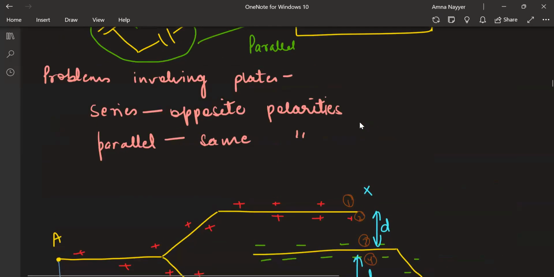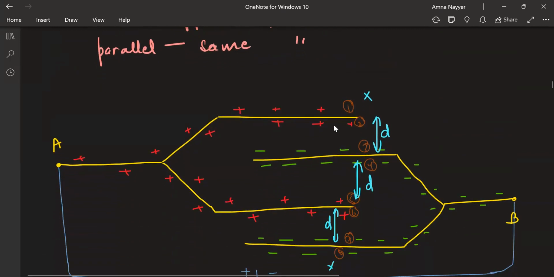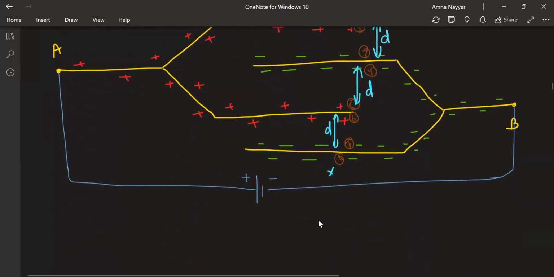Now see, the opposite polarities are connected like this. They are connected in a series combination, and your capacitors are made. Simply, one capacitor will be what? Epsilon naught A by d, right? This is what it is.